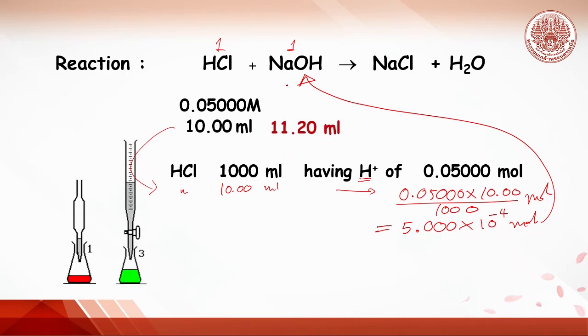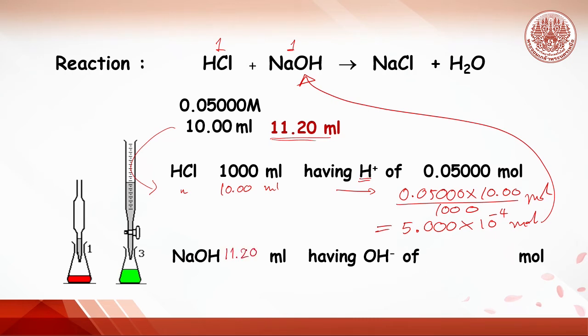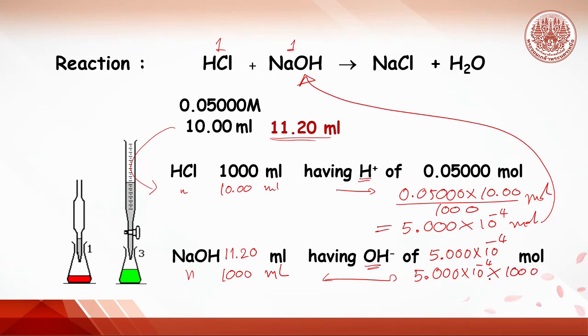After titration, for example, we use a volume of sodium hydroxide of 11.20 ml. So we can extrapolate to get the molarity of sodium hydroxide. 11.20 ml has hydroxide ion of 5.000 times 10 to the minus 4 mole. And we extrapolate to 1000 ml or 1 liter to get a concentration. So we get 5.000 times 10 to the minus 4 times 1000 divided by 11.20. So in this case, from the calculation, we got 0.04464 molar, which is 4 significant figures.